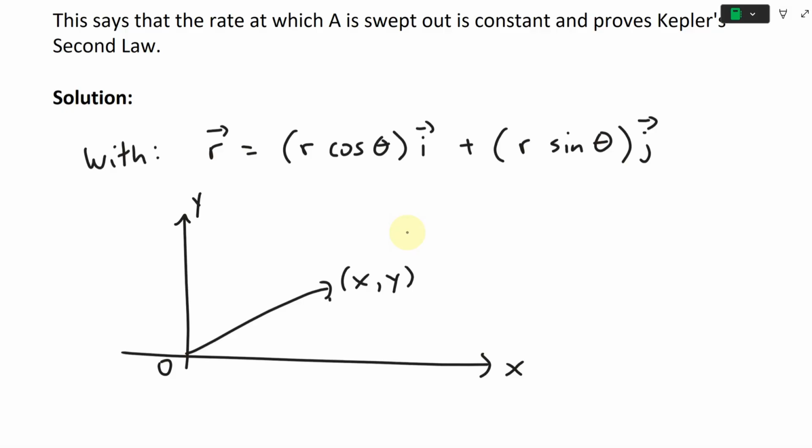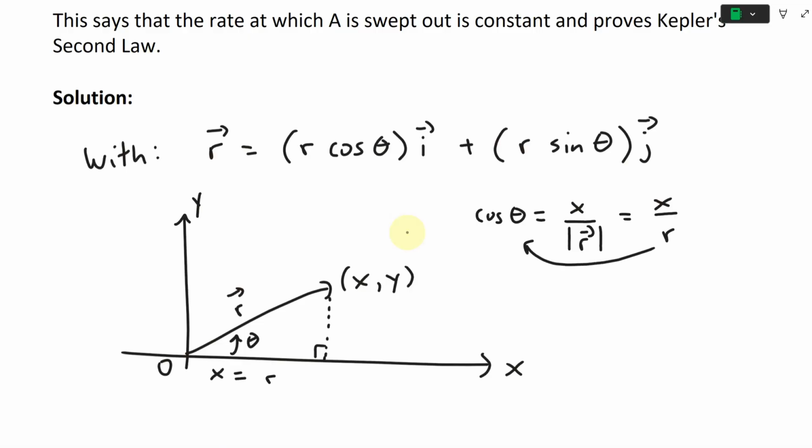Basically, if we drop a perpendicular line like this, then this x point right here, and I'm going to draw theta, that's our angle theta. And let's say we had our r vector like that. Using basic trigonometry, cosine theta is equal to adjacent over hypotenuse, so that's our x over the magnitude of r, just x over r. Then we move this over to the other side, and x equals r cosine theta. Likewise, for y, we use sine theta.